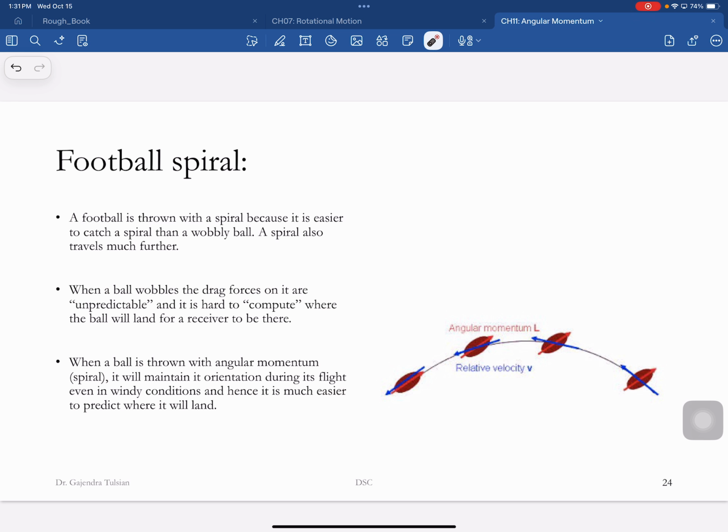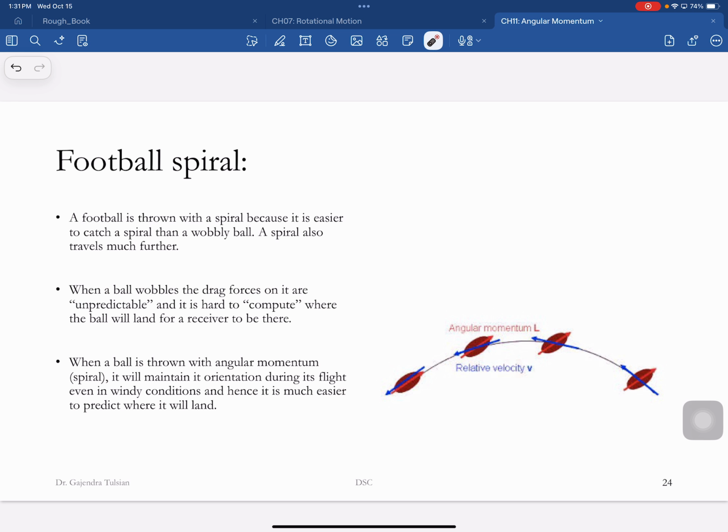Okay, and this supercomputer of yours, so you throw the ball and somebody is running up to the ball and catching it. The supercomputer is doing the calculation. So if the orientation of the ball remains the same, then this computer is able to calculate the drag. This is minimal drag. So what this is showing you is the relative velocity of the wind.